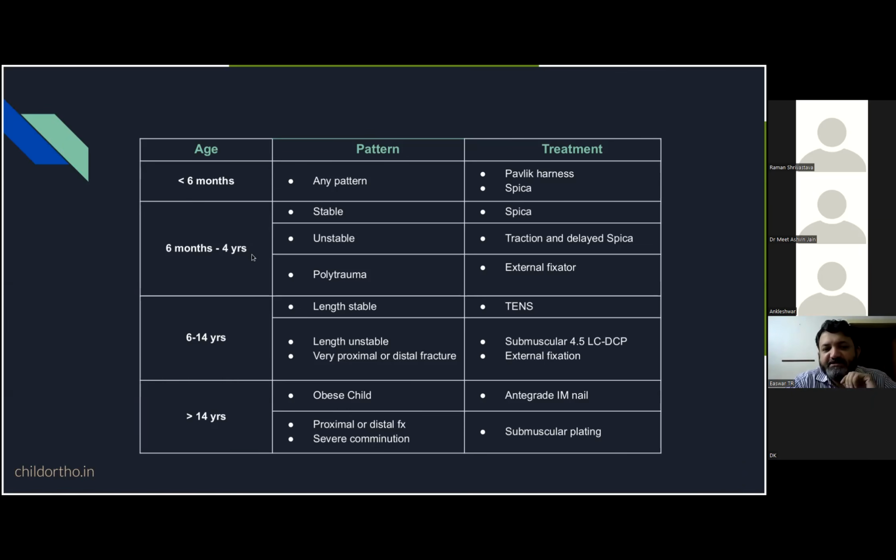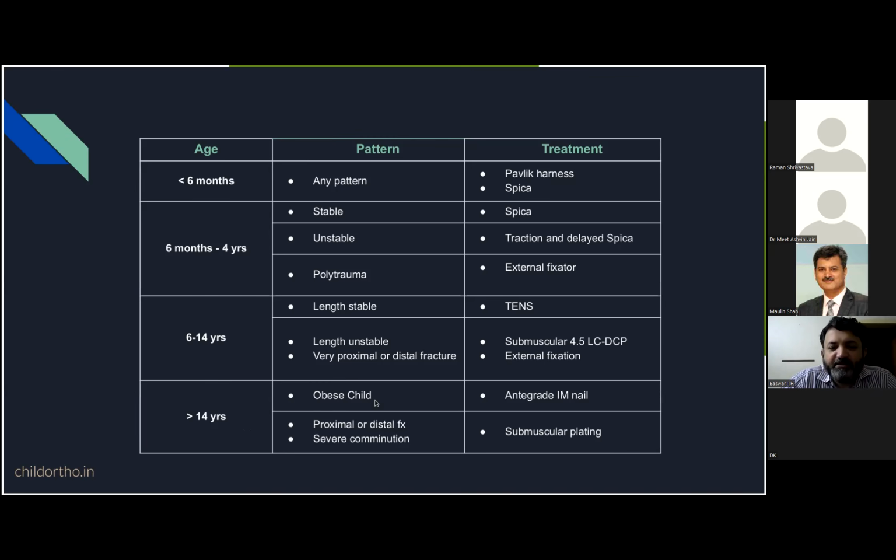In an older child, more than 6 years to about 14 years, again, if it is length stable, the choice here is pretty much straightforward. The current easy option is TENS or elastic nailing. But if it is length unstable, the TENS doesn't work that well, the principle doesn't work, or for very proximal or very distal fractures, then we could think about submuscular DCP, LCDCP, or external fixation. In a much older child, if they are very obese, we can think of even a standard adult locking IM nail.